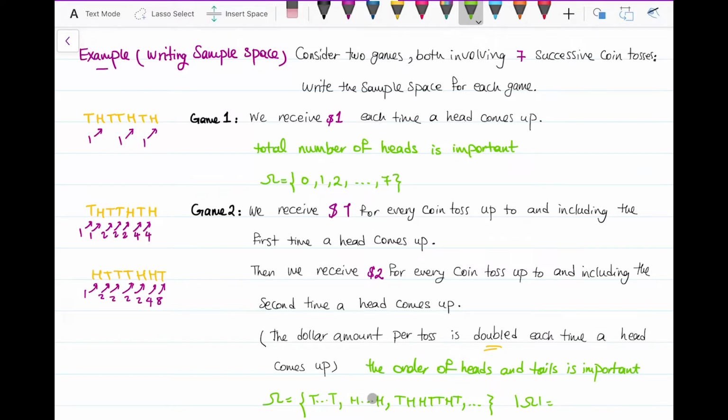The number of all the outcomes that are considered in my sample space here would be 2 to the 7th because I have 7 spots or 7 results, and in each result I have 2 options, head and tails. So together I get 2 to the power of 7 as the number of elements in my sample space. But in game 1, since just the total number of heads is important, I can get 0 head or up to 7 heads.